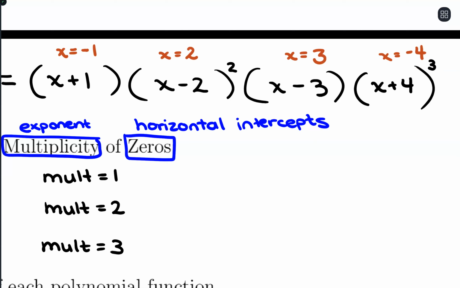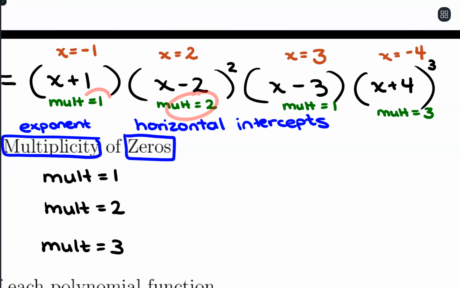I already talked through these, but x = -1 has a multiplicity of 1. x = 2 has a multiplicity of 2 coming from that exponent. x = 3 has a multiplicity of 1 coming from that exponent of 1. And x = -4 has a multiplicity of 3 because of the exponent of 3 on that x + 4. So we have our zeros, those numbers for x, and we have these multiplicities.